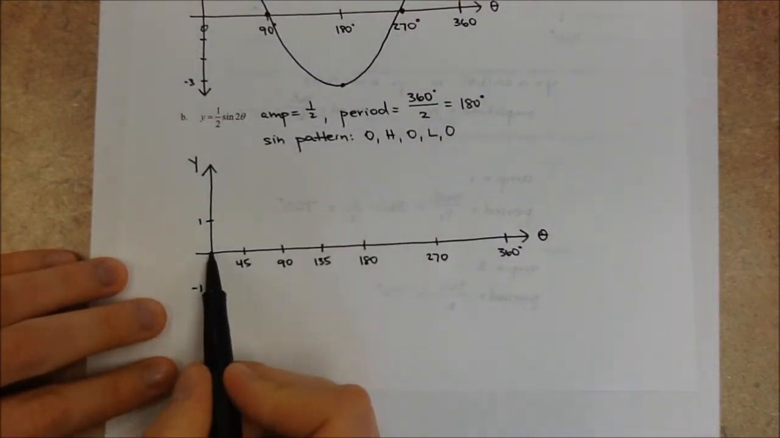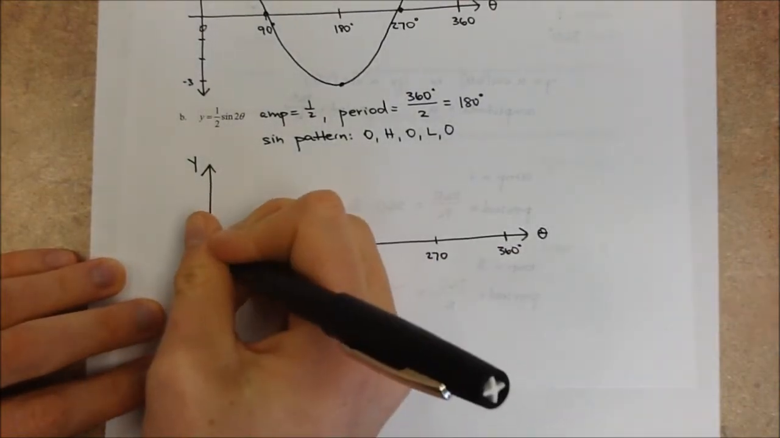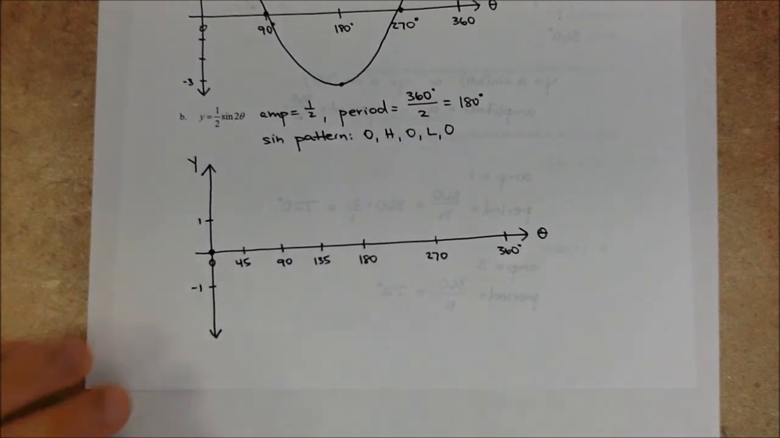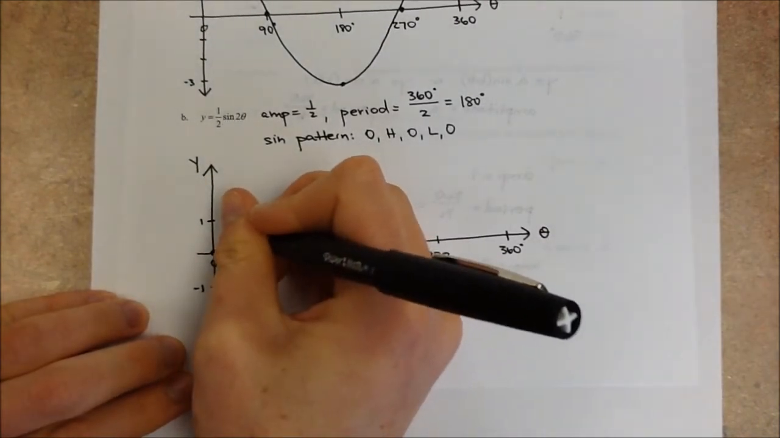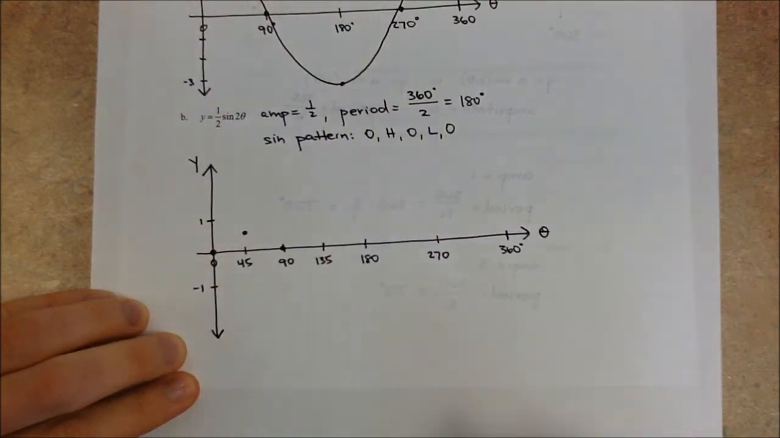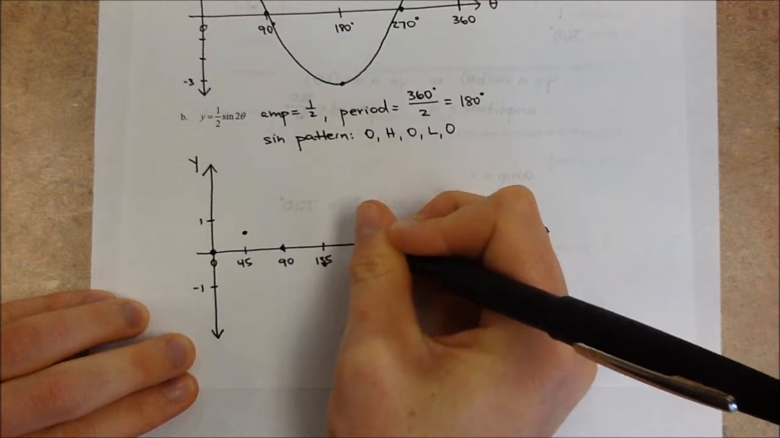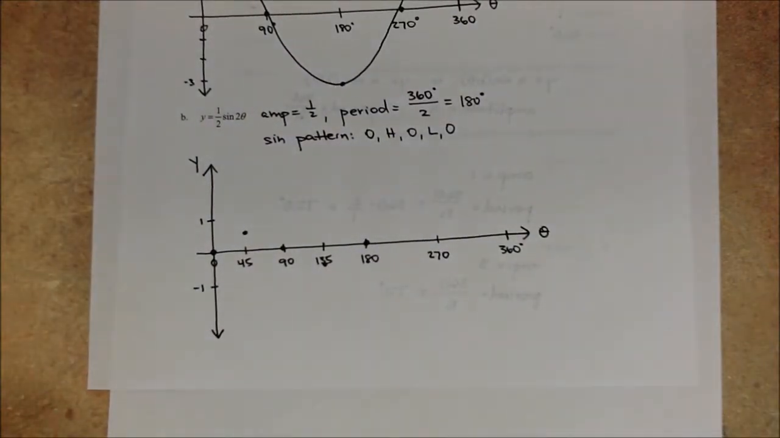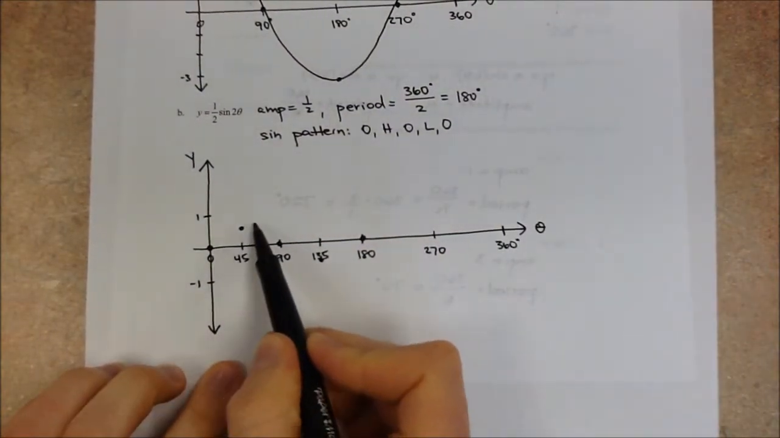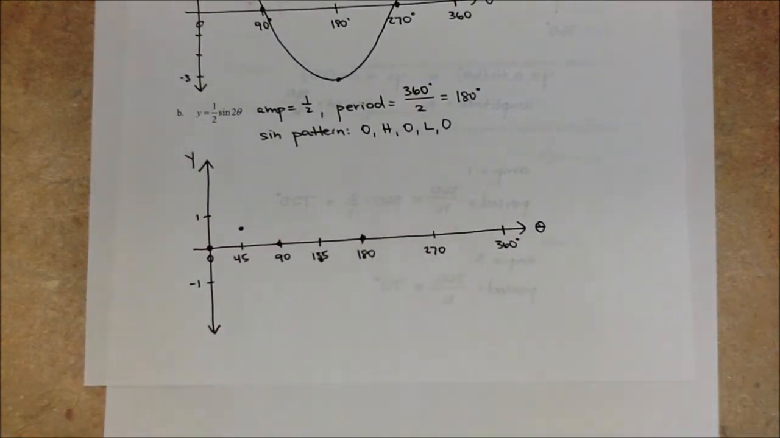So I start at 0 and I end at 180. Point 1 is at 0, so I start right here at 0, 0. Then I go to my high point. My high point is just right here, only half a unit up. Then back to 0. Then down to my low point, just half a unit down. And then back to 0. So that's one cycle. So the period is 180, so that means my first cycle is over. I would do another full cycle before I land at 360.